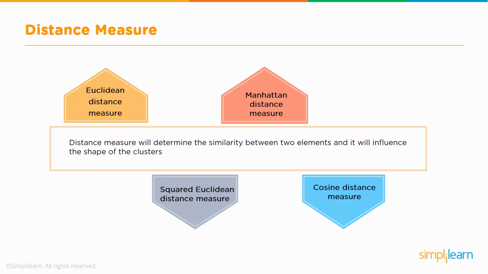And what are the various types of distance measures? There is Euclidean distance, there is Manhattan distance, then we have squared Euclidean distance measure and cosine distance measure. These are some of the distance measures supported by k-means clustering. Let's take a look at each of these.